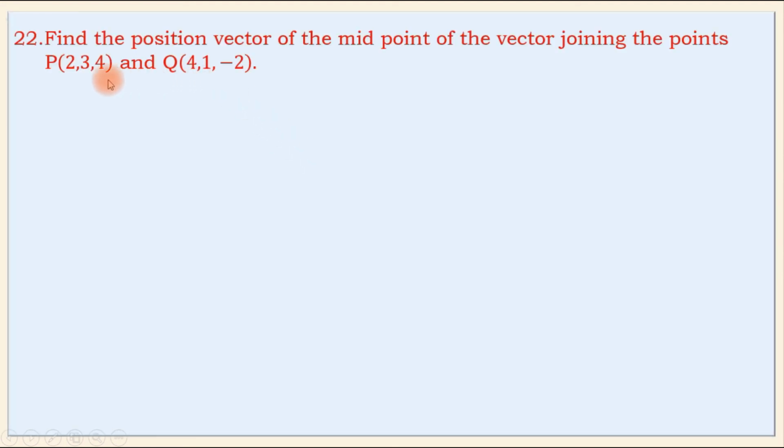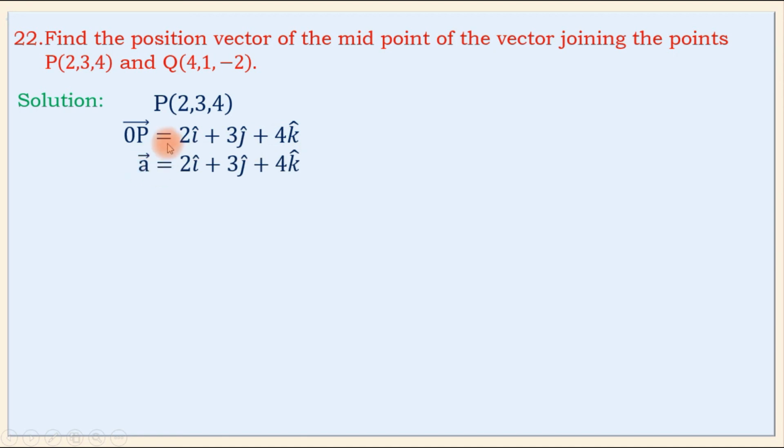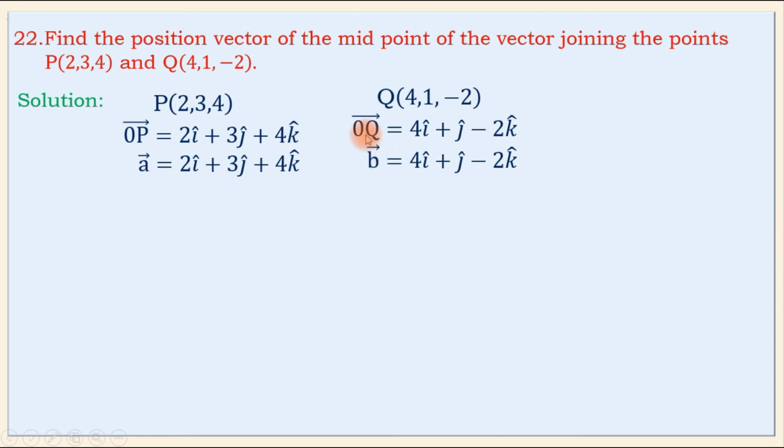Next, problem number 22. Find the position vector of the midpoint of the vector joining the points P of (2, 3, 4) and Q of (4, 1, minus 2). The position vector of the point P can be taken as OP vector, that is 2i cap plus 3j cap plus 4k cap, and this can be taken as a vector. The position vector of the point Q, that is OQ vector, can be taken as b vector, that is 4i cap plus j cap minus 2k cap.